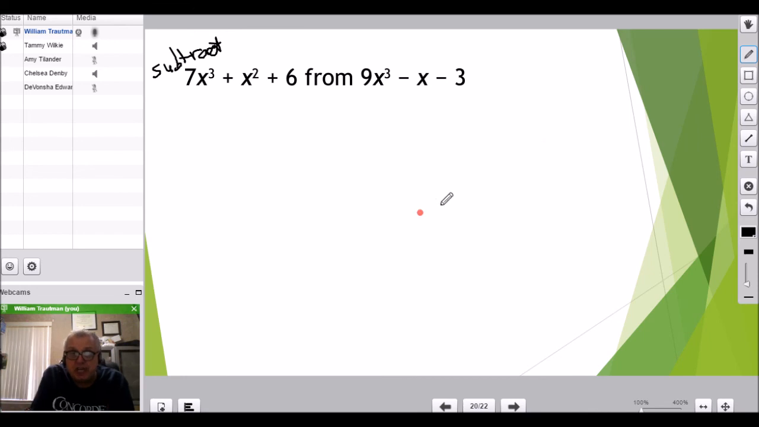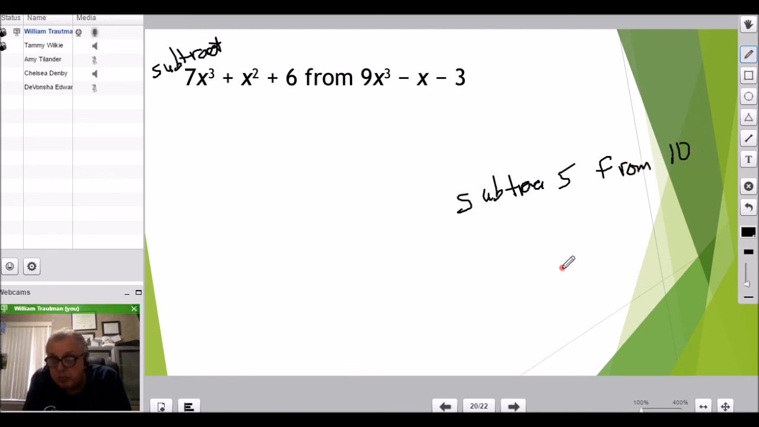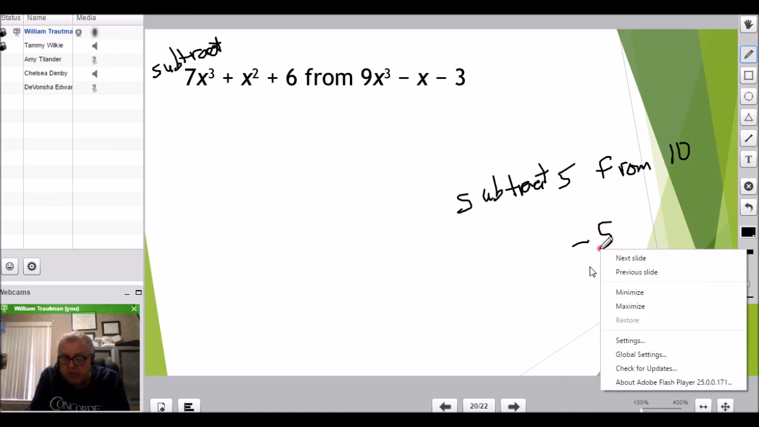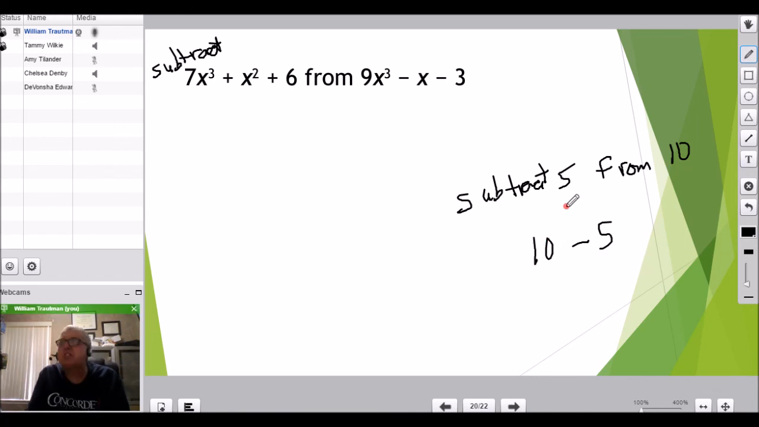Now, if I ask you guys this: subtract 5 from 10, how would you write the problem? Don't write the answer. Subtract 5 from 10. How would you write the problem? Exactly. Do you see? You're subtracting 5 from 10. The minus 5 has to come after the 10. That's really important. When I'm subtracting 5 from 10, the minus 5 comes after.